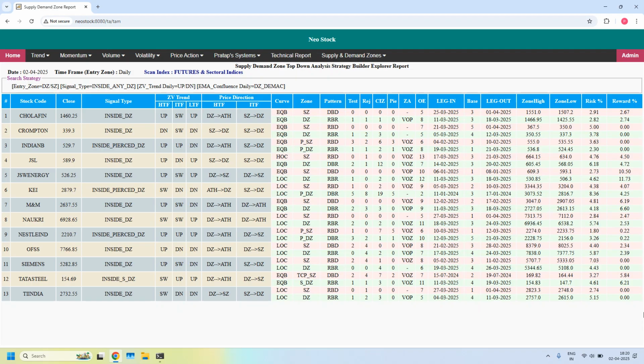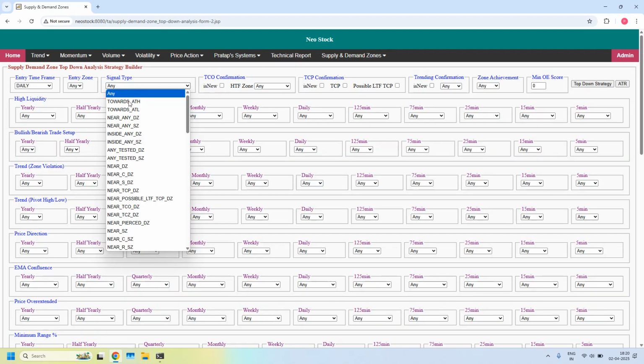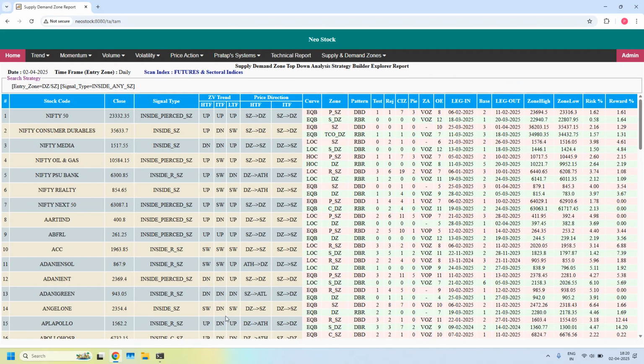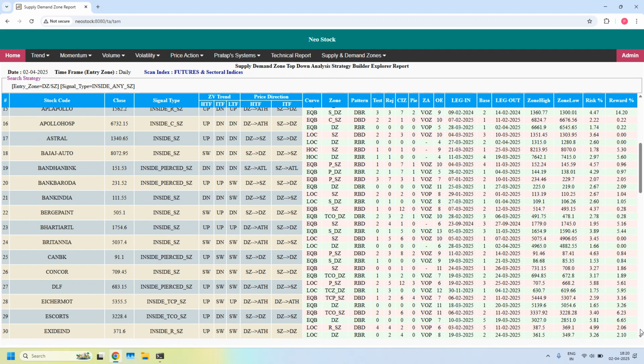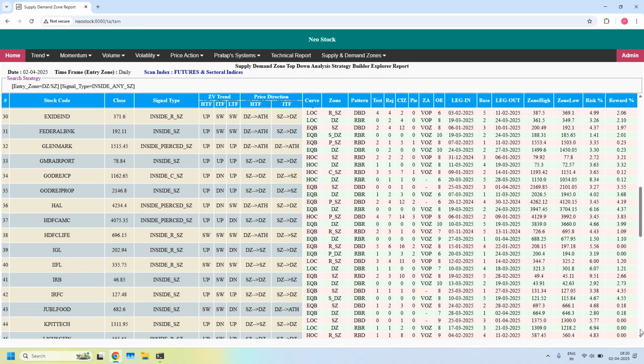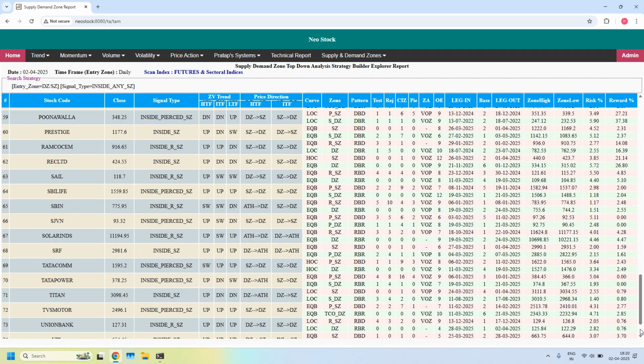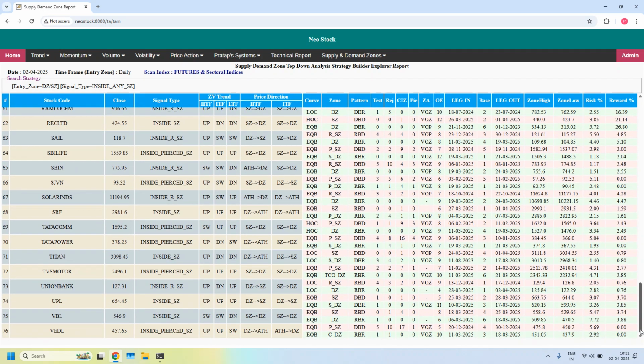Okay, next, for daily time frame, price closed inside the daily supply zone. First 15 stocks in the list. Scrolling the list down. Total 76 stocks filtered. Price closed inside daily supply zone.